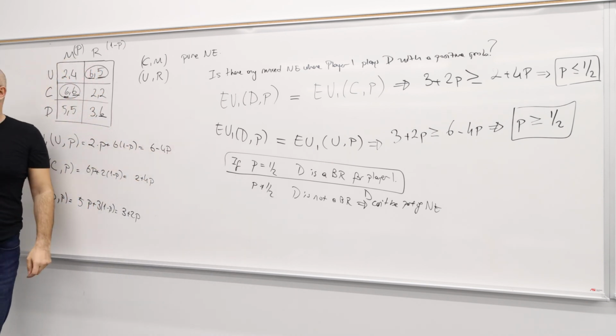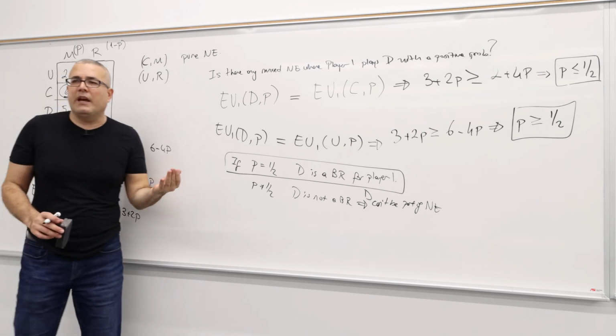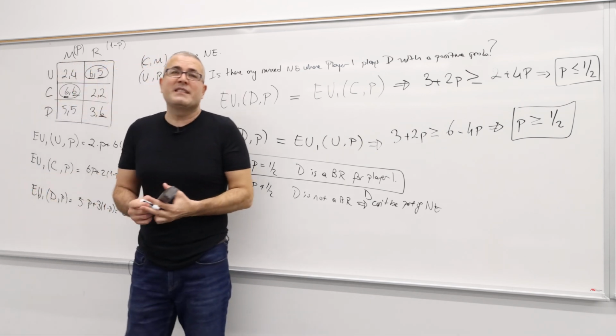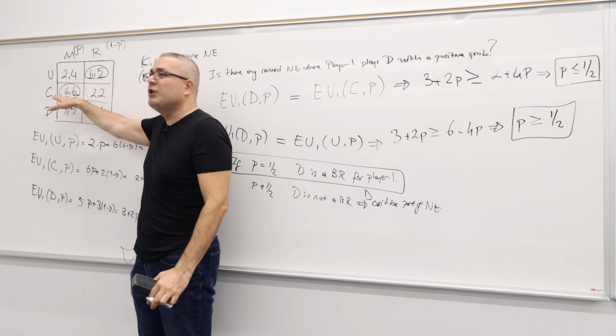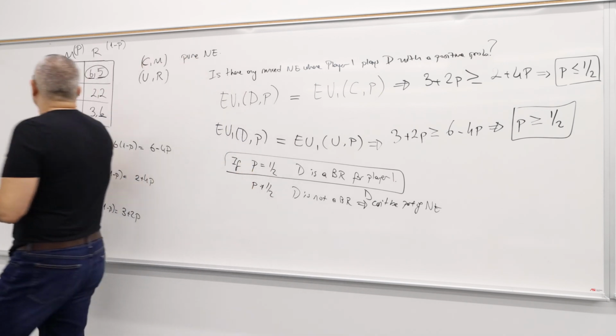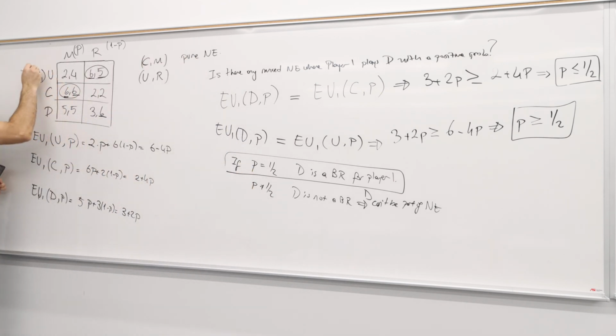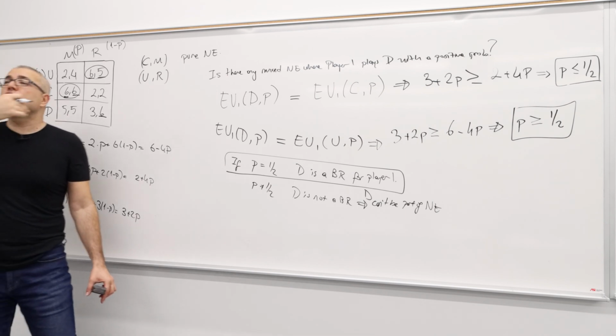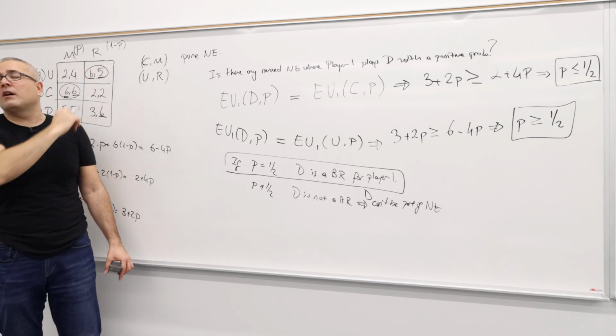indifferent between all 3 actions. So what should I do next? Well, it's time to assign some probabilities to U, C, and D. So this is what I'm going to do. I'm going to assume that player 1 plays U with probability Q1, C with probability Q2, and D with probability 1 minus Q1 minus Q2. All right? And then see what Q1 and Q2 values make player 2 indifferent between M and R.